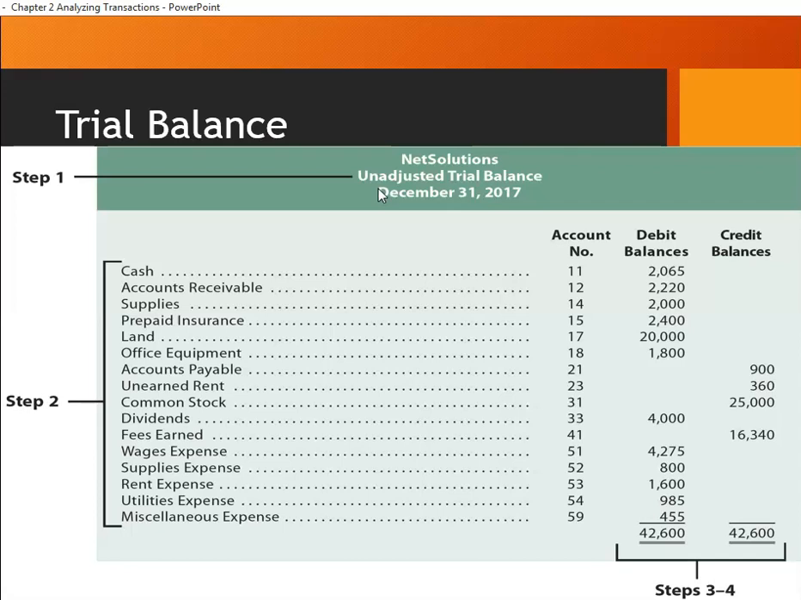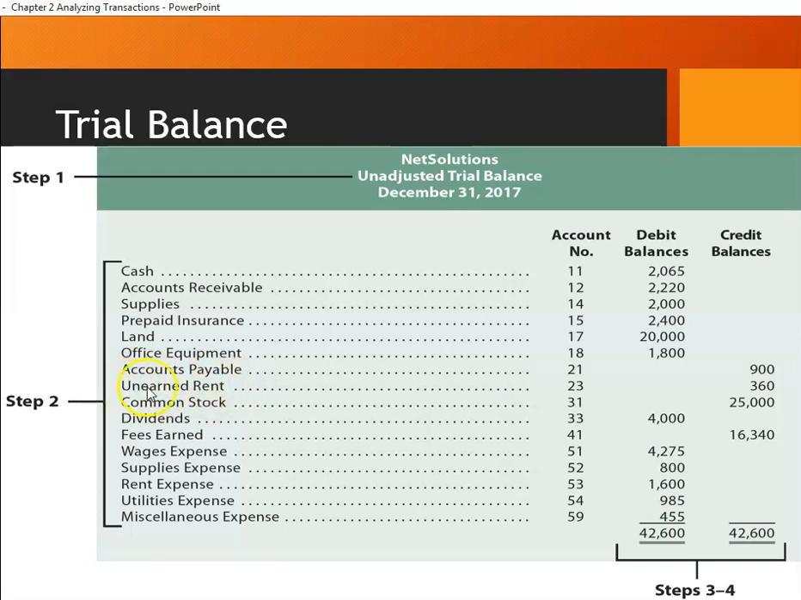Okay. So if we look down through here, we have cash, accounts receivable, supplies, prepaid insurance, land, and office equipment. All of these have debit balances. The reason is because they are asset accounts. Let's see here. We may have missed a transaction somewhere in there. I think we might have. Accounts payable, unearned rent. I'll come back to that one. Well, I'm not going to come back to it.